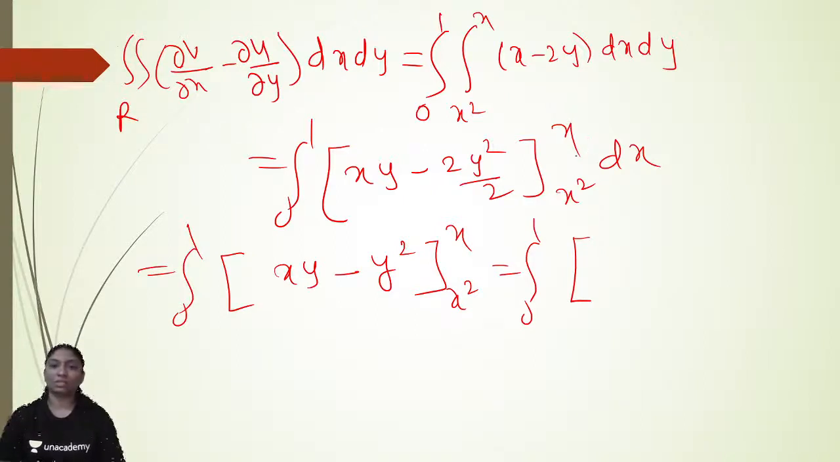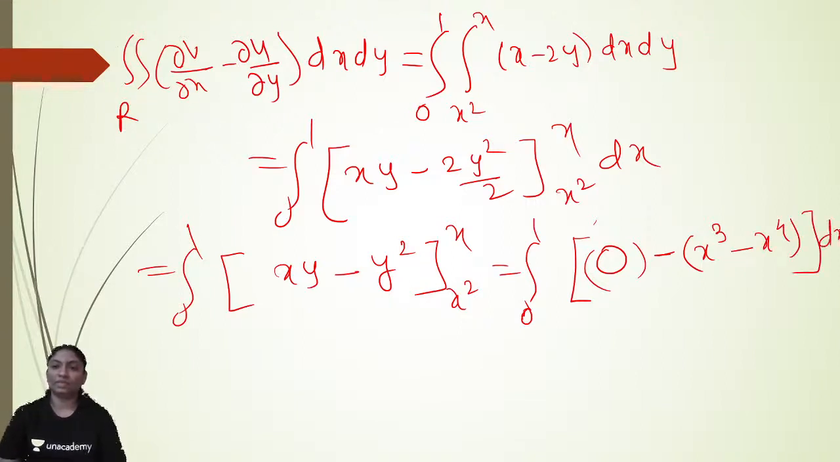So here we get the integral from 0 to 1 of x square minus x square, which is 0, minus x cube minus x raised to 4. Now, integrating this with respect to x, you will get the integral from 0 to 1, minus x raised to 4 by 4. Minus minus becomes plus.